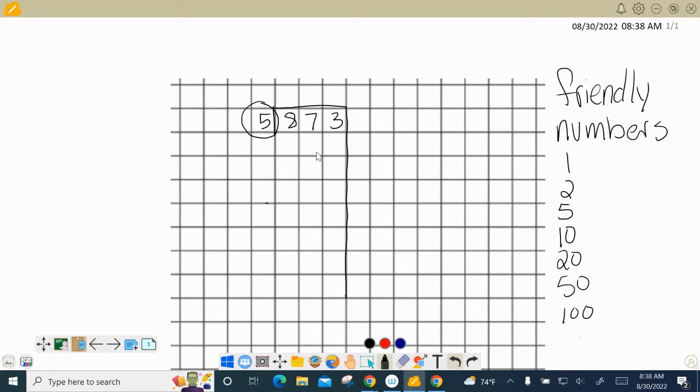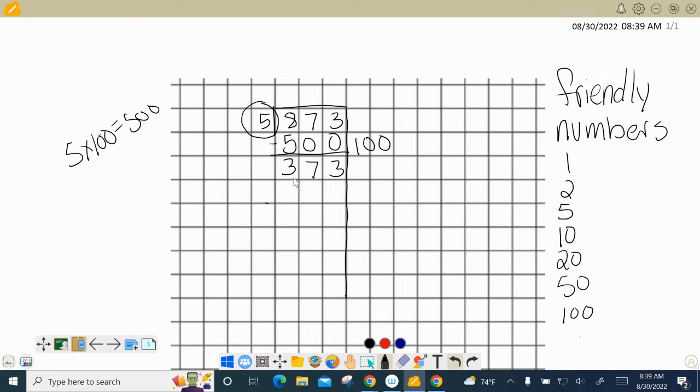All right, so our goal is to multiply this 5 by some number that will get us close to 873. I like to start off super easy and say 5 times 100 equals 500. So I'm going to just start there. I'm going to put my friendly number of 100 out to the side here. 5 times 100 is 500, and I'm just going to subtract. 3 minus 0 is 3. 7 minus 0 is 7. 8 minus 5 is 3.